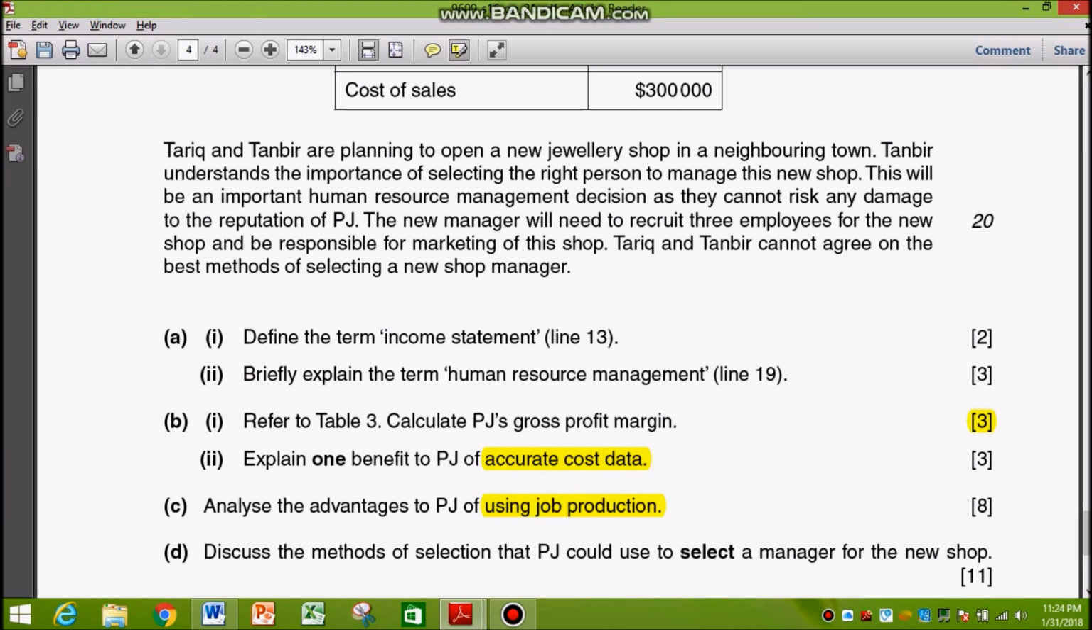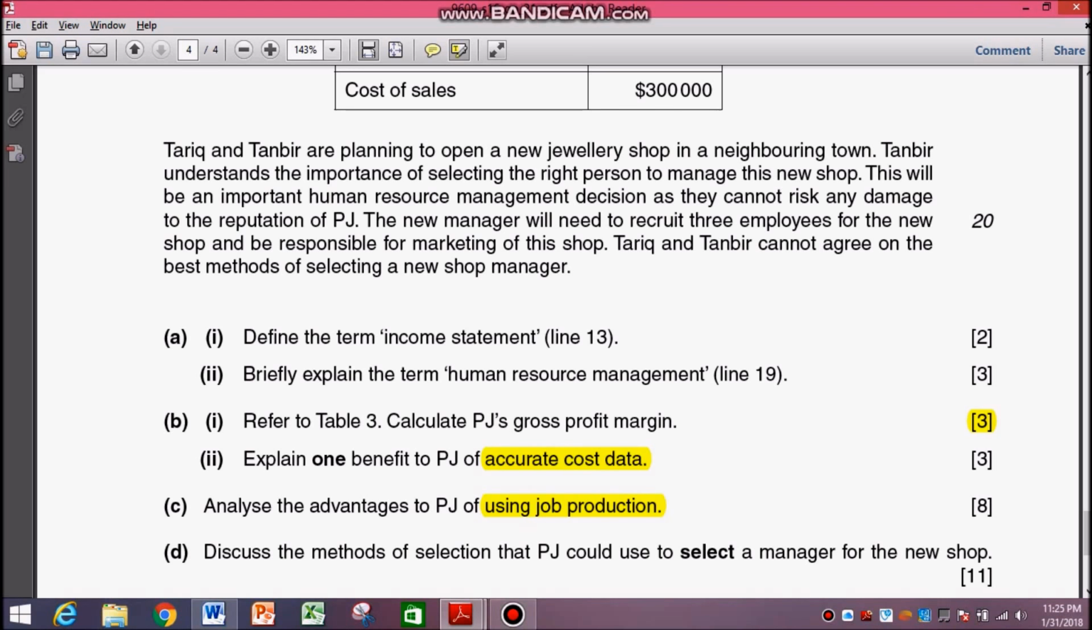Part B asks you to explain one benefit to PJ of accurate cost data. Now remember, whenever you see a particular business term in whatever questions that you go through in the exam, try to think of whatever points you can affiliate yourself with that would help you in formulation of the answer. So what I would suggest is that you think of the general benefits that cost data would give to any business. For example, cost data would help you in setting location decisions. Cost data would help you in setting prices. Cost data would help you in computing profits, in comparison of your performances, in setting budgets and stuff.